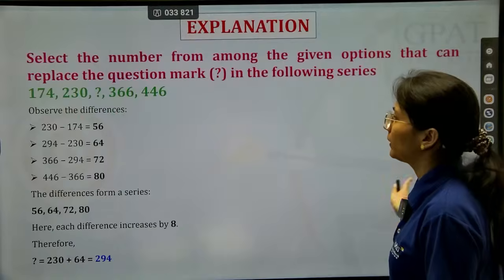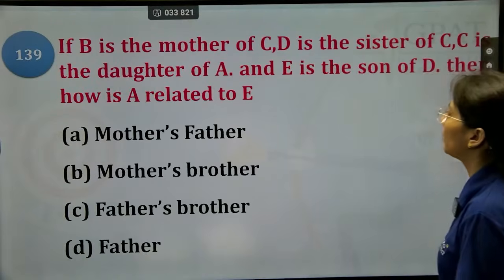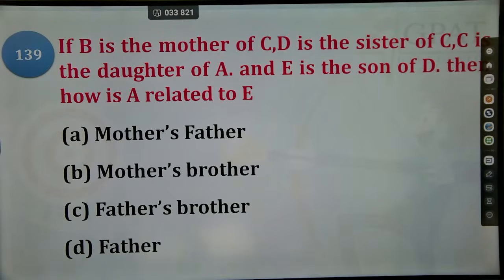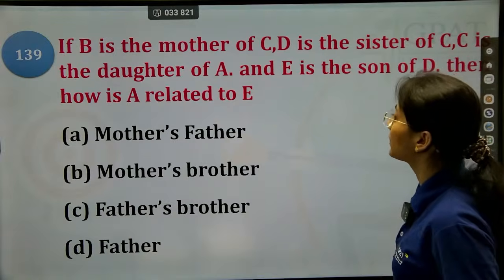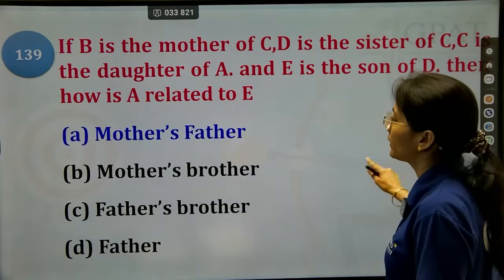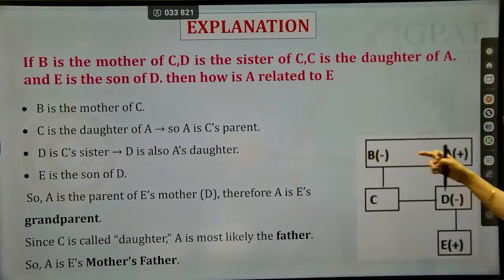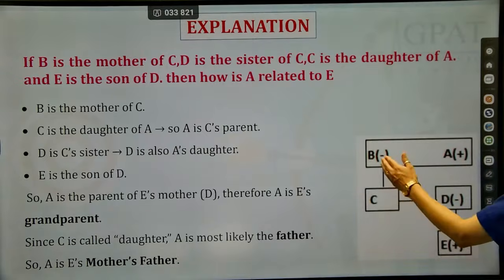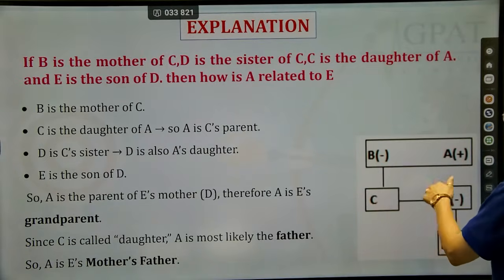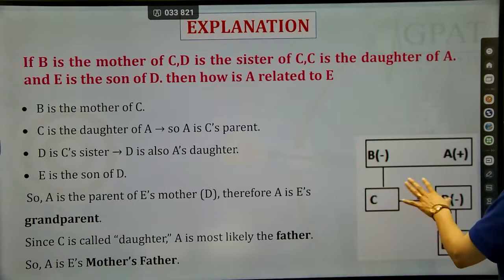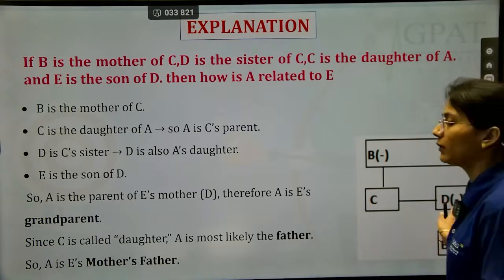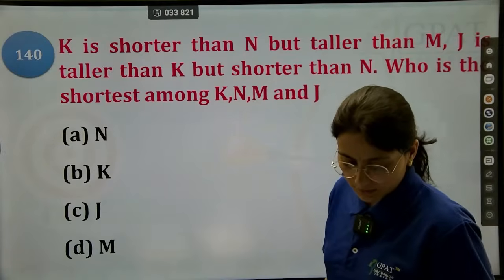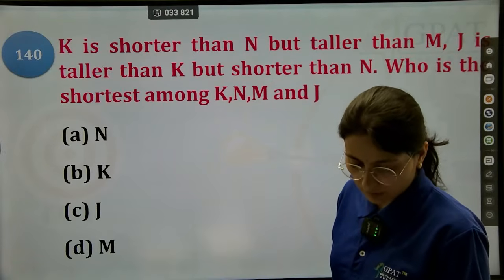Now move to another question. If B is the mother of C and D is the sister of C, C is the daughter of A and E is the son of D, how is A related to E? Here is the complete tree. A and B are husband and wife. So C is the daughter of A and B. So how is A related? That is mother's father.